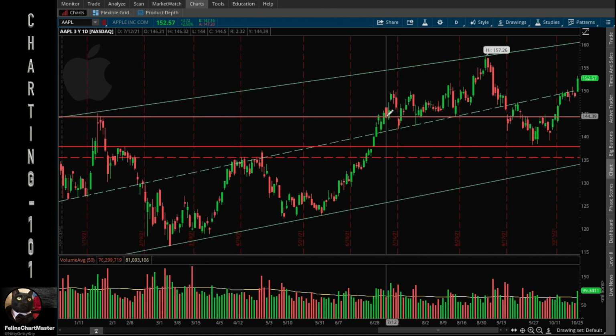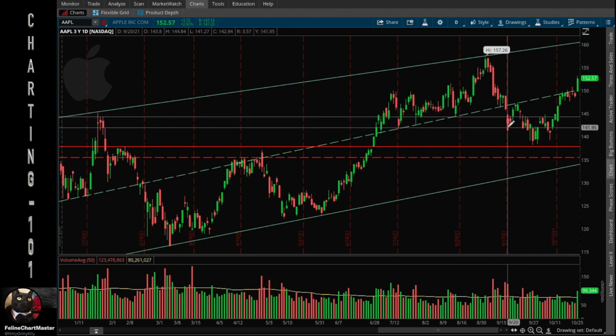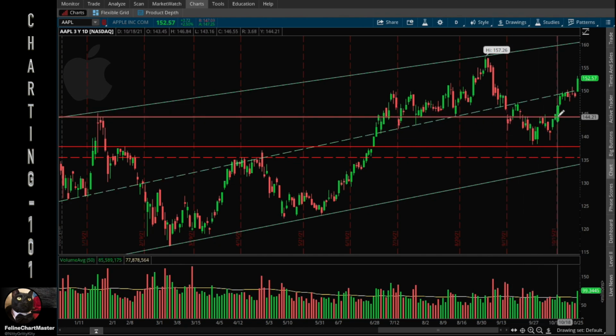And now over here, it acted as support, support over here, support over here, broke down below it over here, played around a little bit, and then broke back over it over here. So definitely I would say that was a line that was worth keeping your eye on. From the left over here, just this moment would have been enough to draw this line, and it would have been on your chart for these moments of support all the way over here.